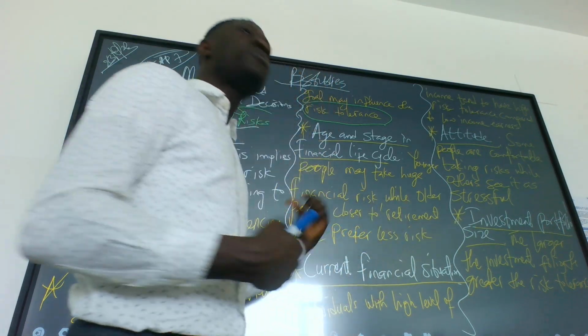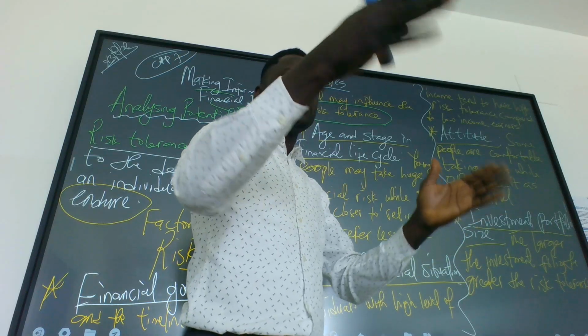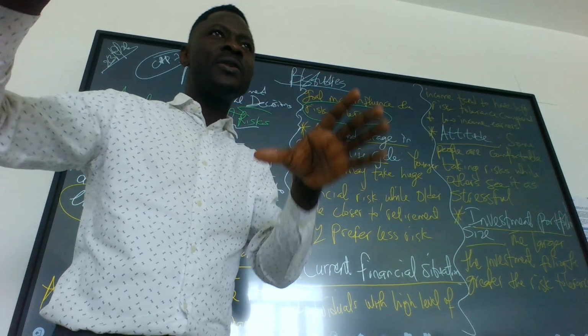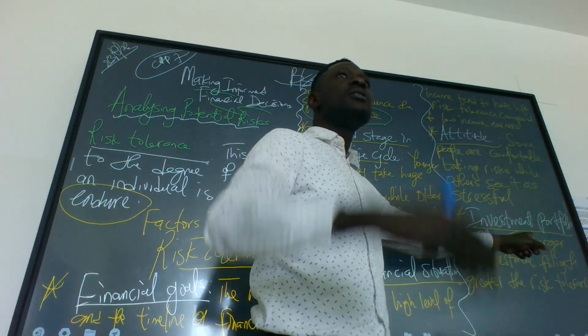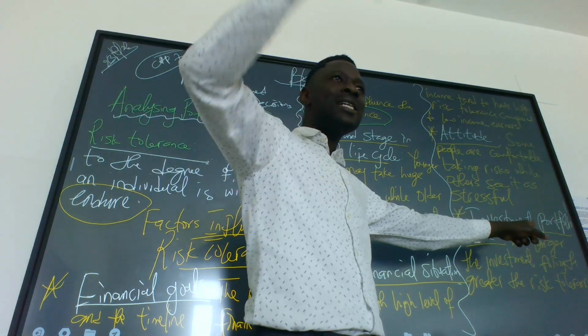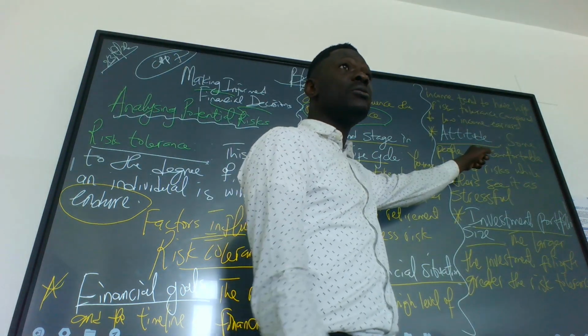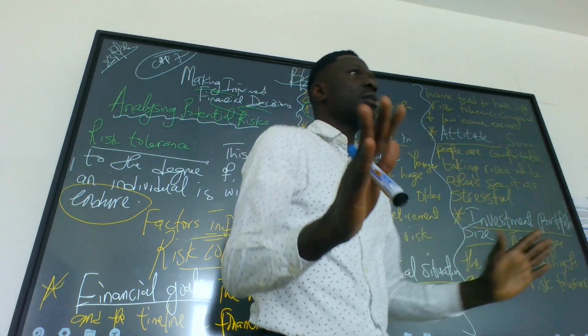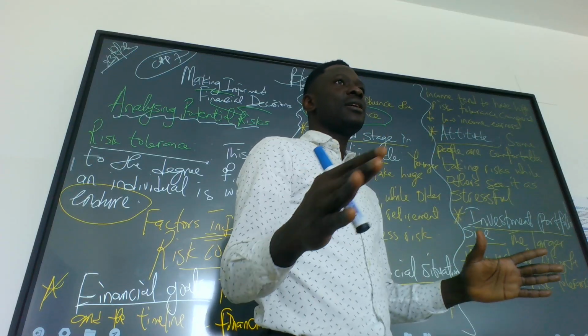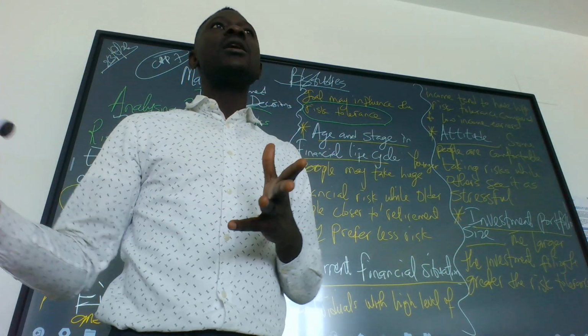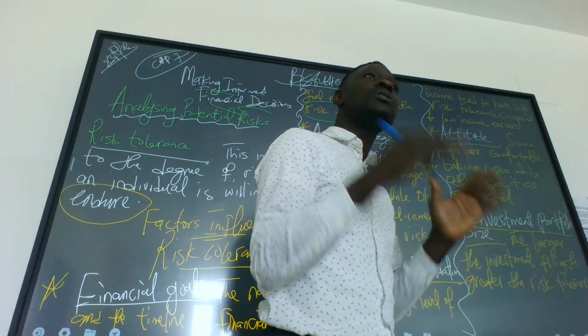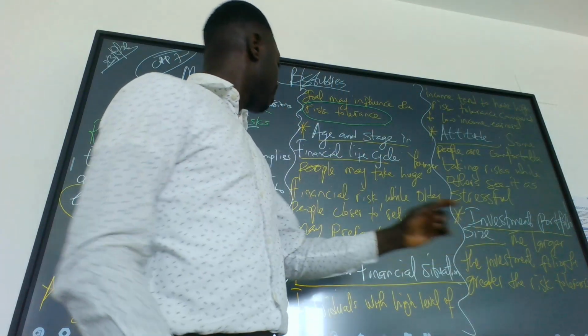So these are the factors you put into consideration to know if you have the ability to endure risk or not. Investment portfolio: the larger the investment portfolio, the larger the risk tolerance. Attitude: some people are comfortable taking risk. They don't care. They can take it. So that means they have high risk tolerance. Those who see it as stressful would not. They have low risk tolerance.